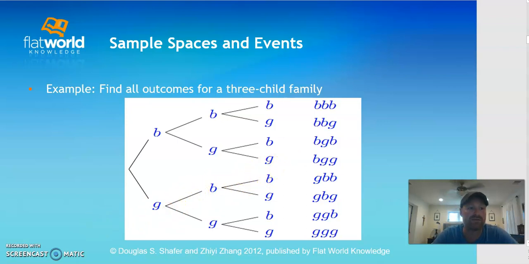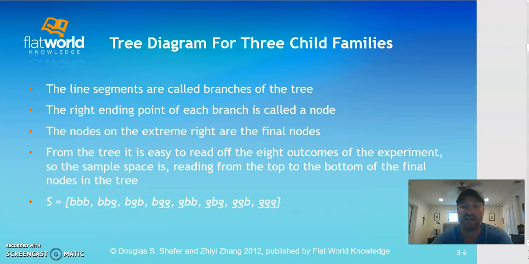Now if we take a look here, it says tree diagram for the 3-child family. The line segments are called branches of the tree. The right ending point of each branch is called a node. The nodes on the extreme right are the final nodes. From the tree, it is easy to read off the 8 outcomes of the experiment. So the sample space is reading from the top to the bottom of the final nodes in the tree. Okay, so we have all of our possible outcomes here.